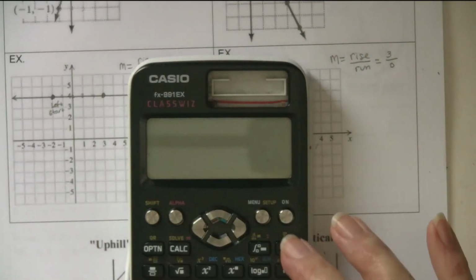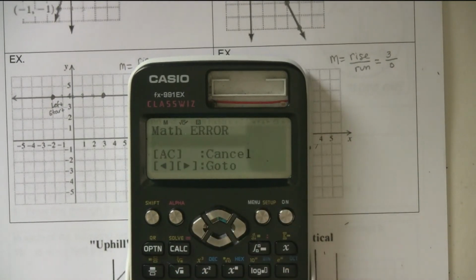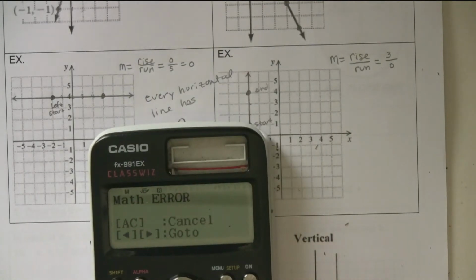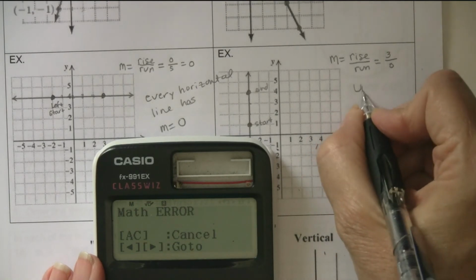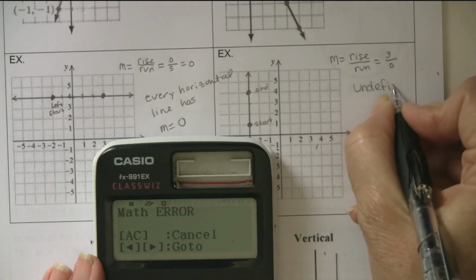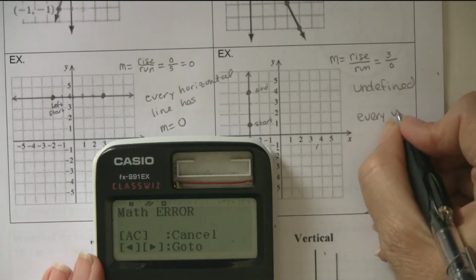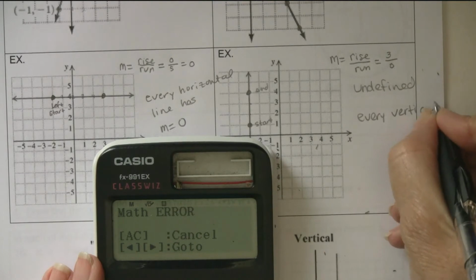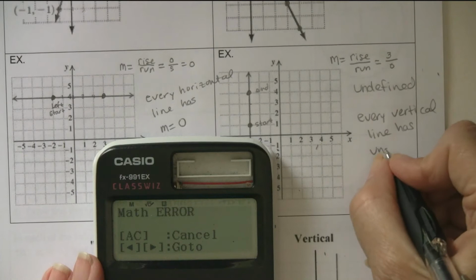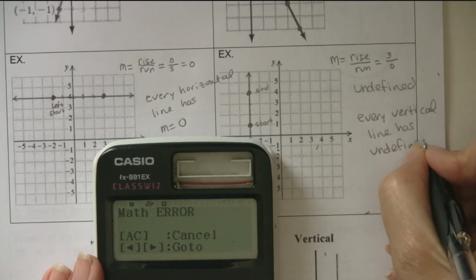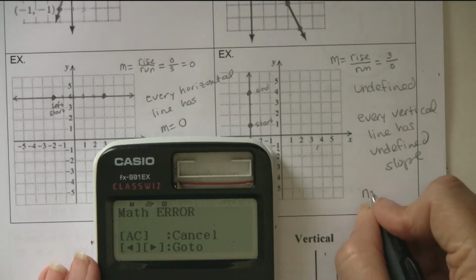And if you do 3 over 0 on your calculator, it will tell you math error, just like my calculator just said. And there's a vocabulary word that goes with that, and that word is undefined. And I'll tell you that every vertical line has undefined slope. Every single one. Your book uses the word no slope.